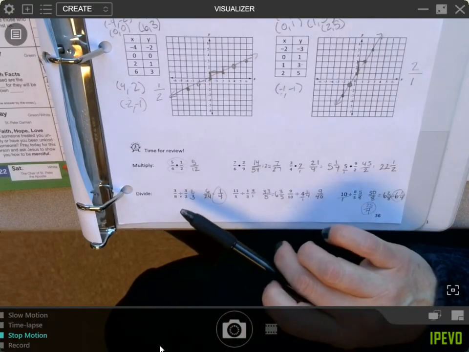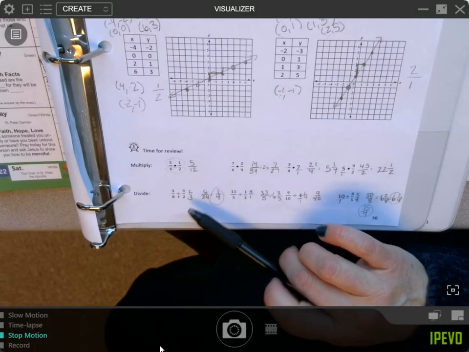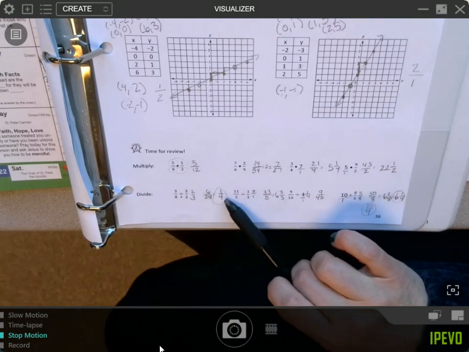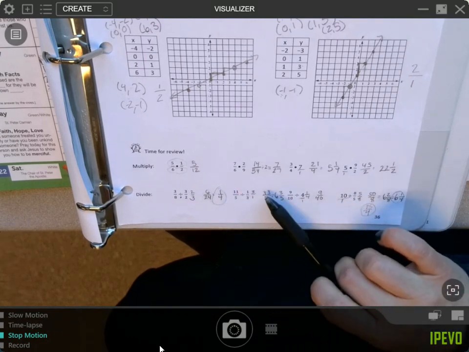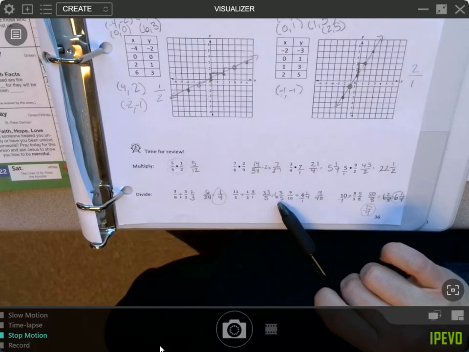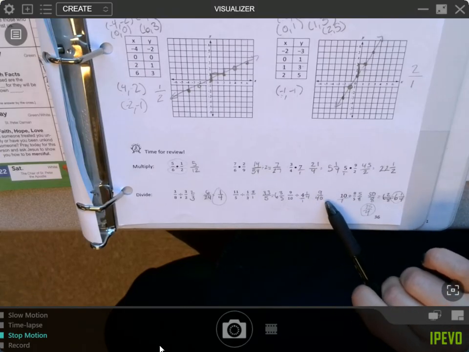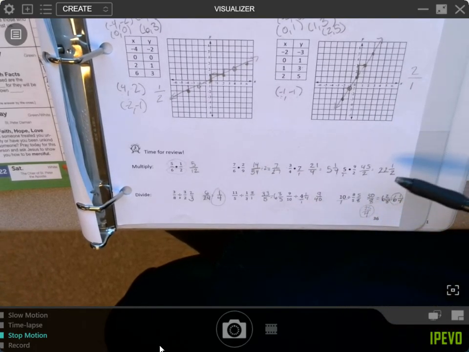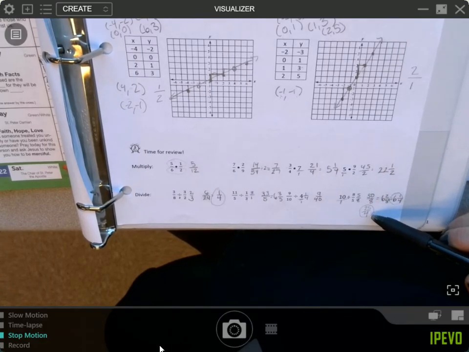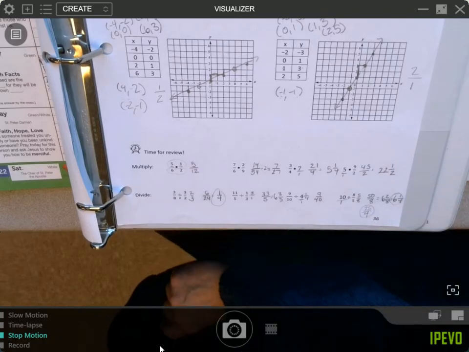Down here dividing, remember we flip to multiplying and flip to our reciprocal. Then multiply across. We got 6 over 24, simplified down to 1 over 4. Here we had 33/5, or you could turn it into a mixed number of 6 3/5. Here we had 9/40. Here we had 50 over 8, which we simplified down to 25 over 4, or the mixed number of 6 1/4.